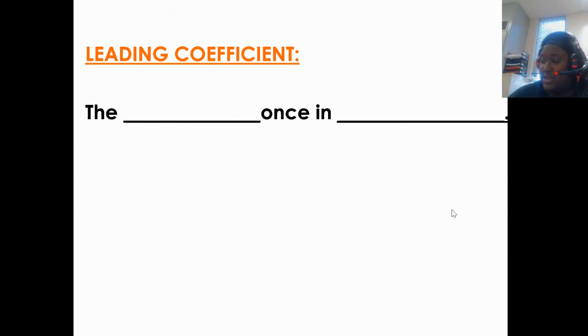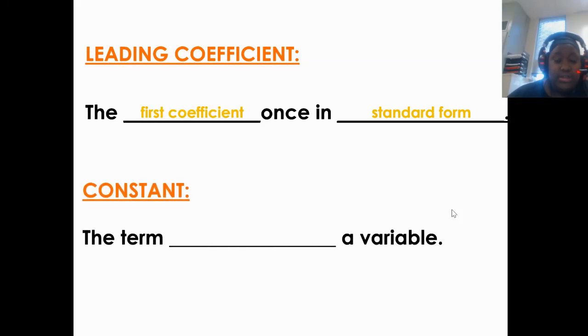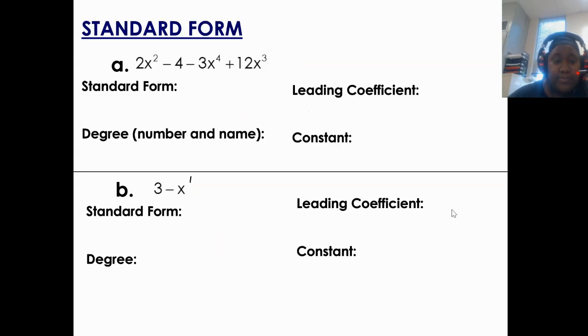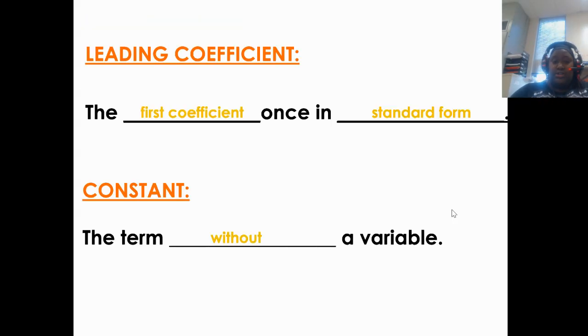All right, now we're looking at leading coefficient. The leading coefficient, by definition, is the first coefficient once it is written in standard form. Please make sure you fill in the blank. Another vocabulary word we have is constant, and constant is the term without a variable. Okay, so any number without a variable, number 5, 8, 9, 12, 15, those are considered constants. It does not have a variable. Pause the video at this time to fill in this section of your notes.